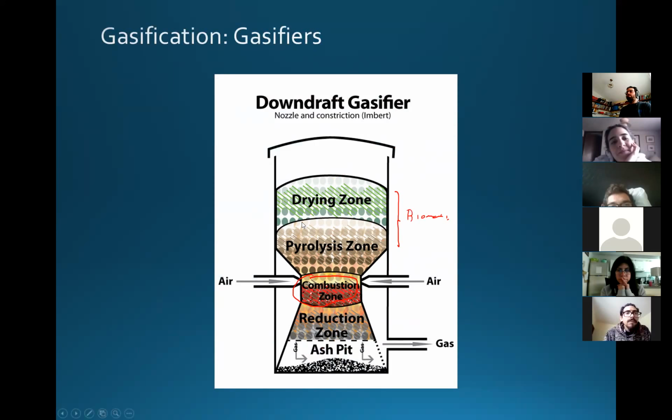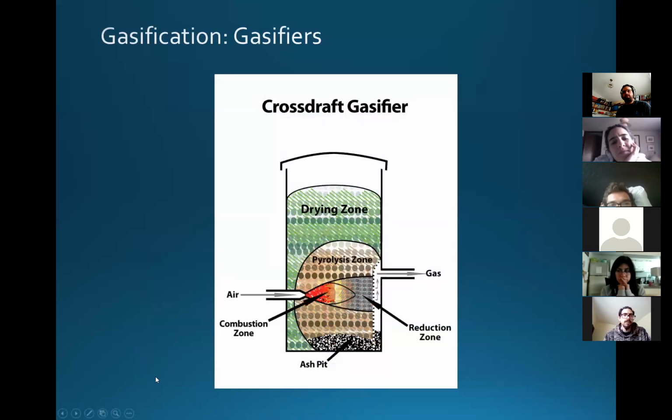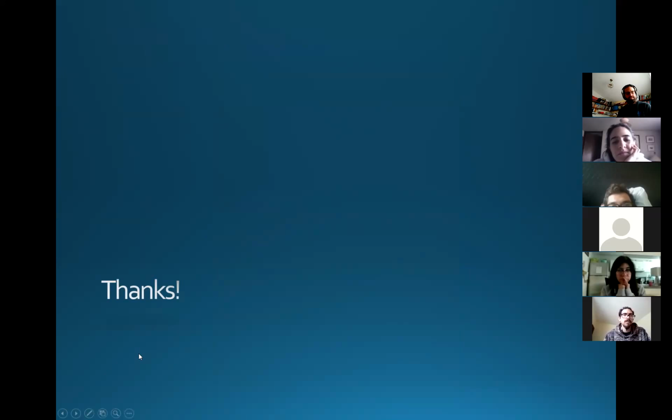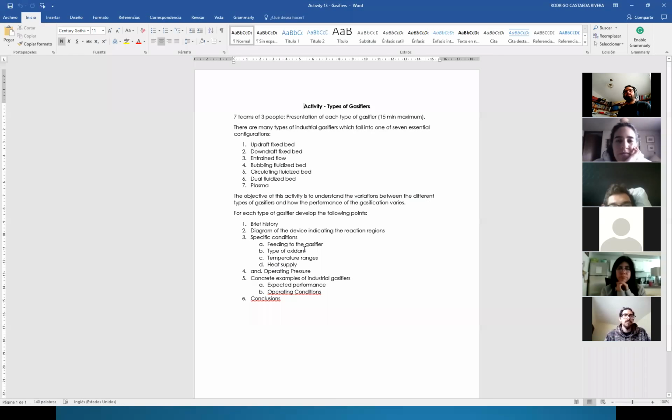Well, you will have to explain it. So let me. I think that was it. There is another one that is called a cross draft gasifier, and there are many others. Okay. So let me change to the activity so you can see it and I can explain it a little bit.